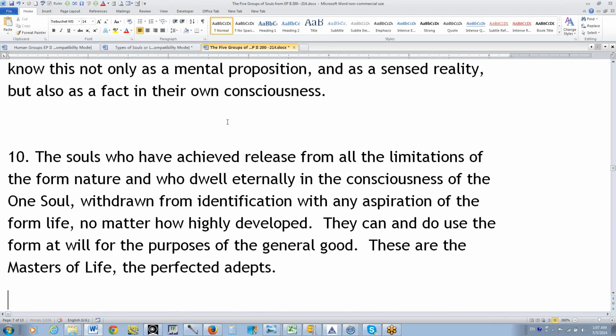Finally, we come to number 10. These souls, the souls who have achieved release from all the limitations of the form nature, and dwell eternally in the consciousness of the one soul, withdrawn from identification with any aspiration of the form life, no matter how highly developed. They can and do use the form at will for the purposes of the general good. They are the masters of life, the perfected adepts.